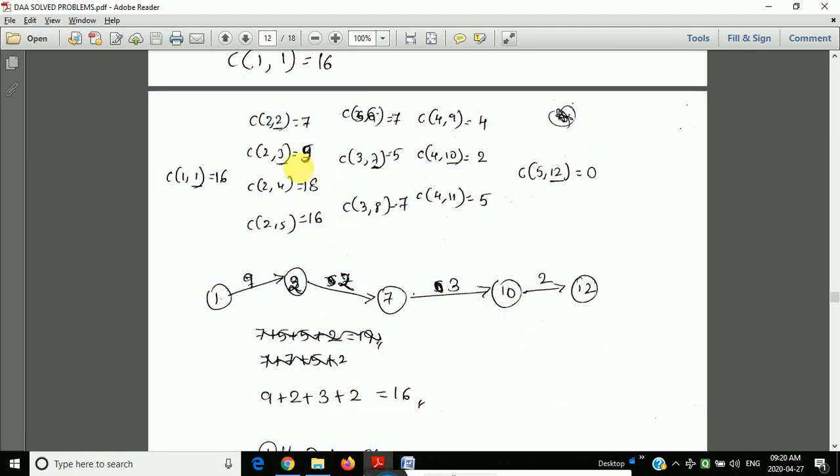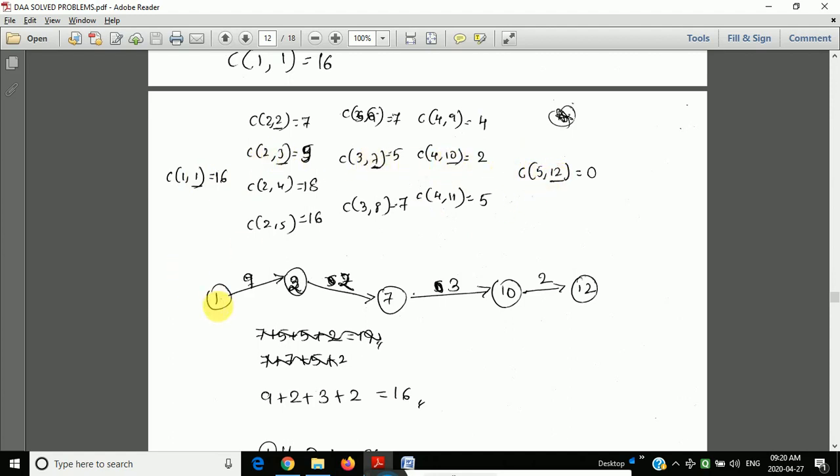Okay, this 9 is the minimum. We have to mark this. Next, which one is the minimum here? 5 is the minimum. We have to mark this. Smallest is 5. We have to mark this. Which one? 3 we have to mark. 7 we have to mark. And here which one is the smallest? 10. We have to mark that 10. And here 12. 1, 3, 7, 10, 12.